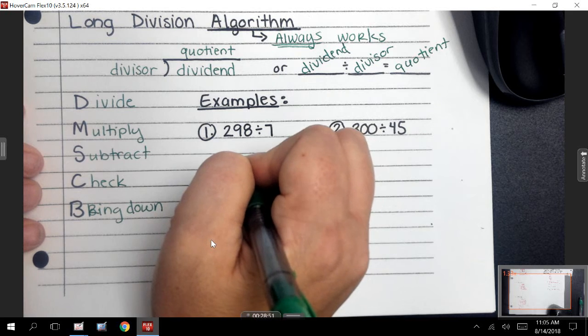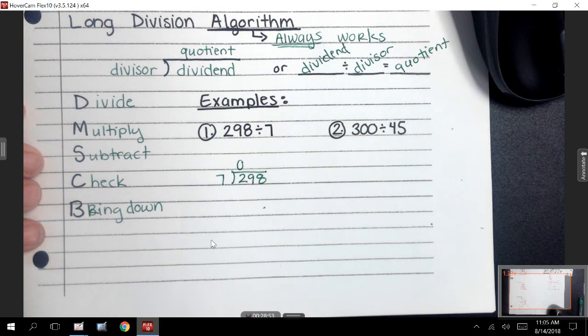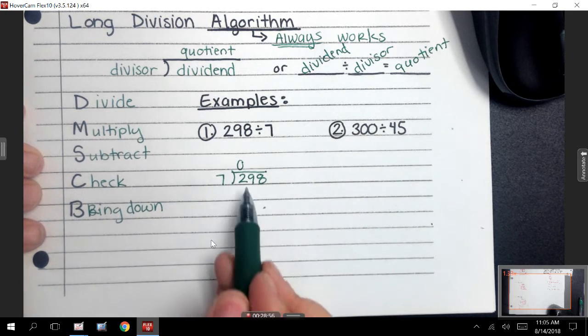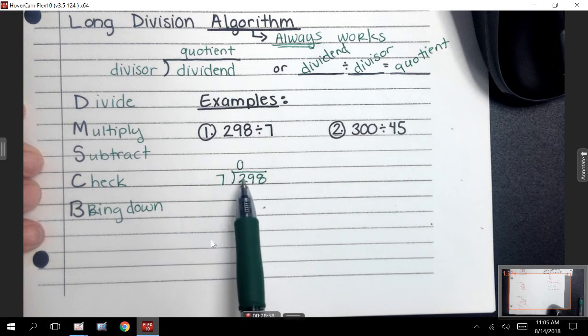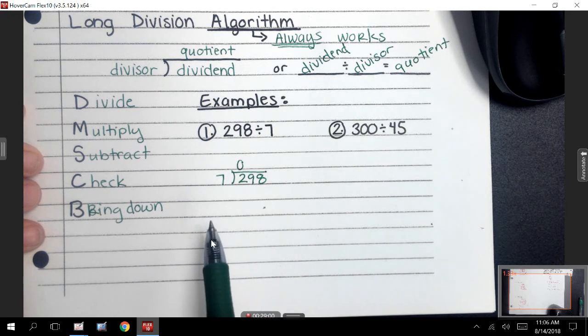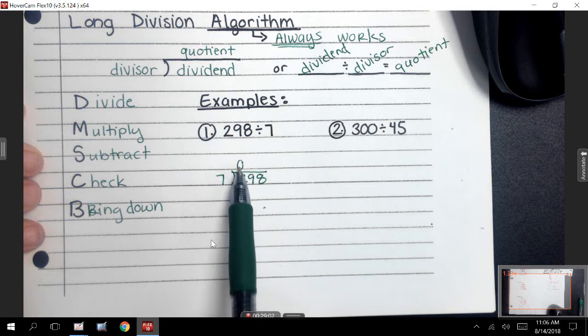No. If you want, you can put a 0 there. Sometimes people just leave it blank. If you want the 0 so we have a number, that's fine, because every single number should have something on top. Okay? So 7 won't go into 2, so we put a 0.